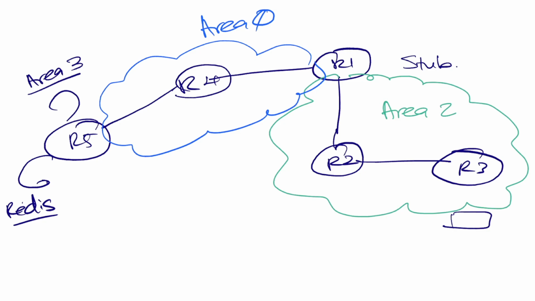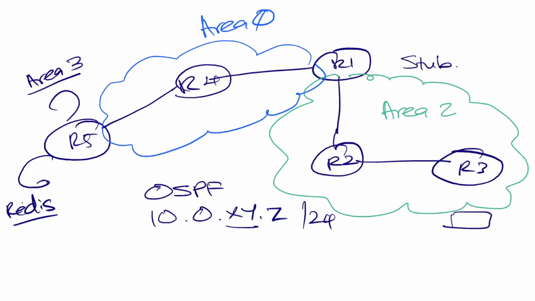In terms of IP addressing, we're going to keep it simple. Everything for the primary OSPF components, we're just going to say 10.0.X.Y.Z /24, XY being the routers, the smallest number first. So if it's this link, it's going to be 10.0.12.1 and .2. Similarly here, it's going to be 10.0.14.1 and .4 for that particular link.